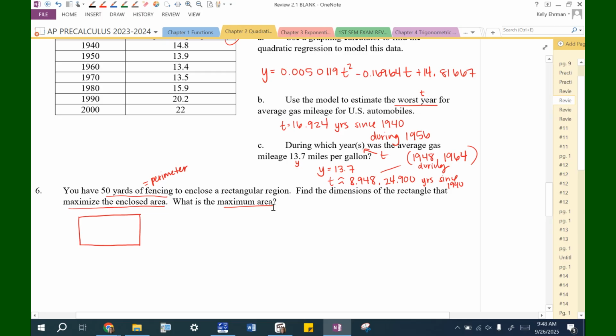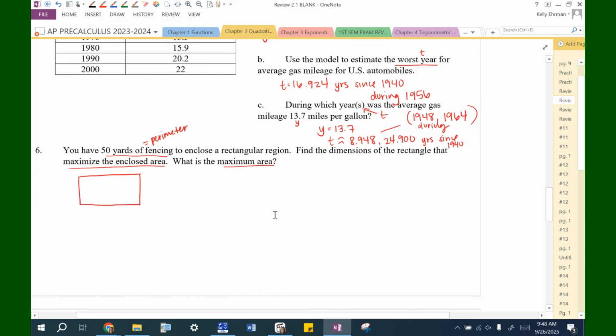So we had a couple of these in the textbook work. They're set up the same way. I'm going to say my dimensions are x and y. So for a perimeter, you start here: 2x plus 2y has to equal 50. What is the area of this rectangle? Because that's what we're trying to maximize. The area would be x times y.